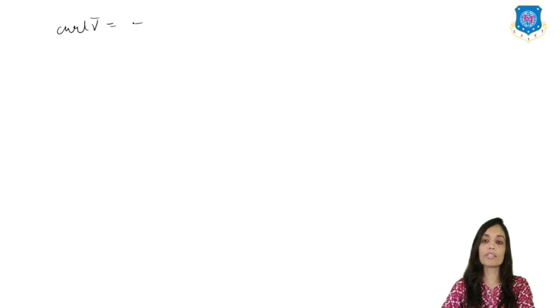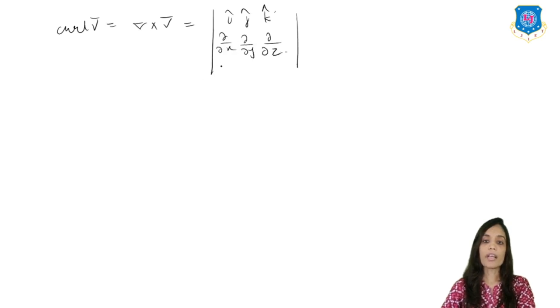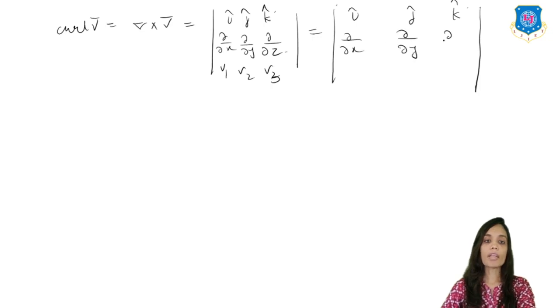Okay, so now let us find the curl of v bar. So curl of v bar is equal to del cross v bar and the formula is i, j, k, del by del x, del by del y, del by del z, and v1, v2, v3. Now we know the values of v1, v2, and v3. So let us put i, j, k, del by del x, del by del y, del by del z, where v1 is x square yz, v2 is xy square z, and lastly v3 is xyz square. Okay, so now let us find the value of the determinant.